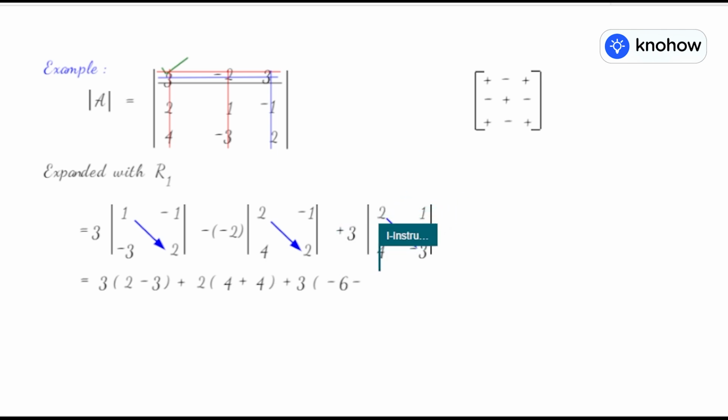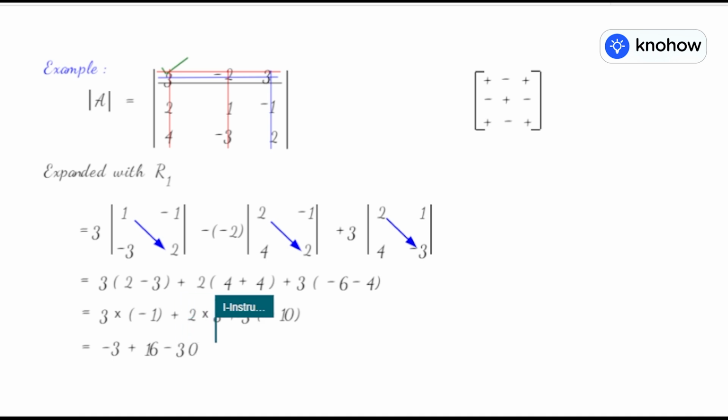And now just work it out: it is 3 into minus 1 plus 2 into 8 and plus 3 into minus 10. So you get minus 3 plus 16 and minus 30. So the value is 16 minus 33, that is minus 17. So finally I conclude that the value of the determinant is minus 17.